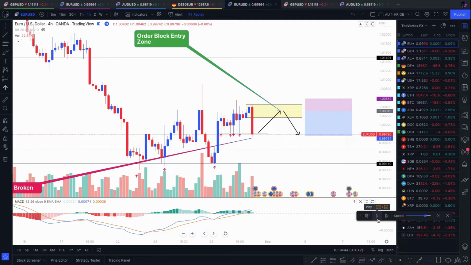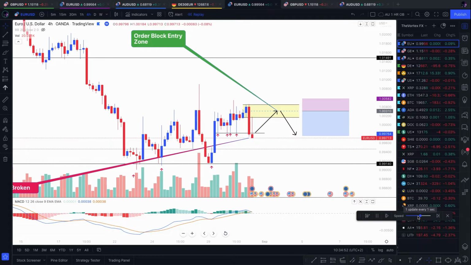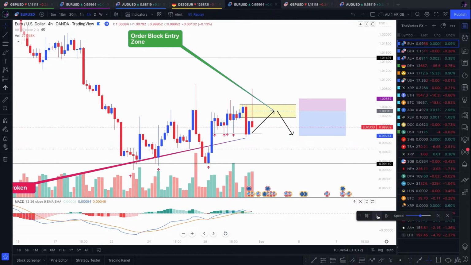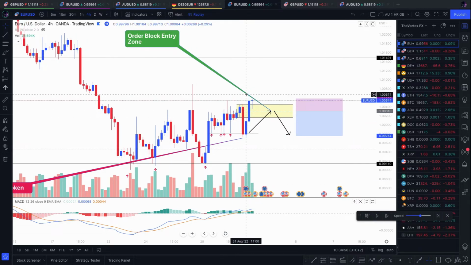So let's see. I'm going to push play, and we're going to slow this down so we can see it slowly. Watch what the candles do, guys. Let's push this for every second. There's our retrace. Now, there is our stop hunt. And I was saying beware of stop hunts, guys.